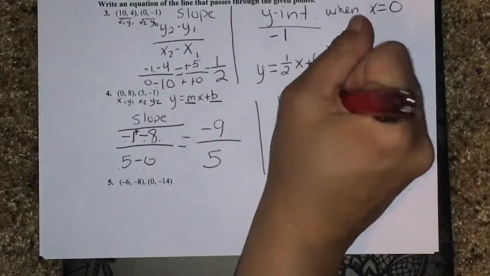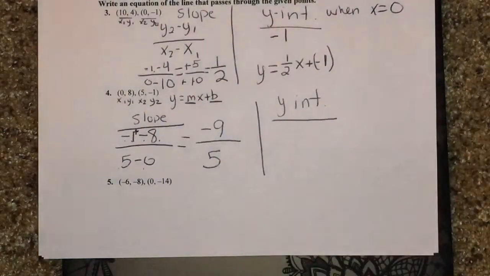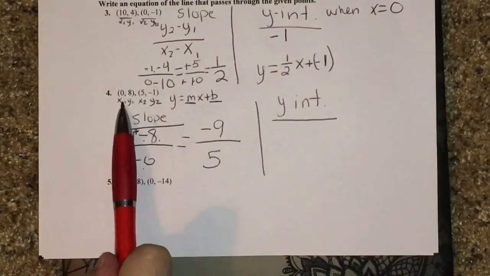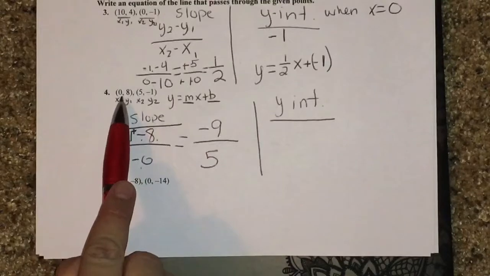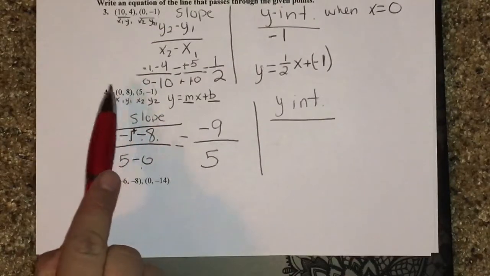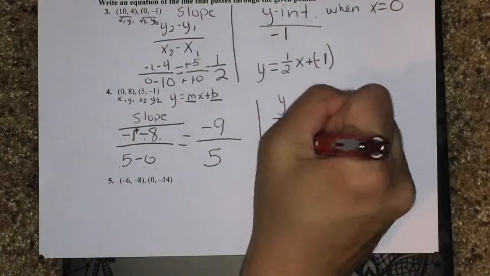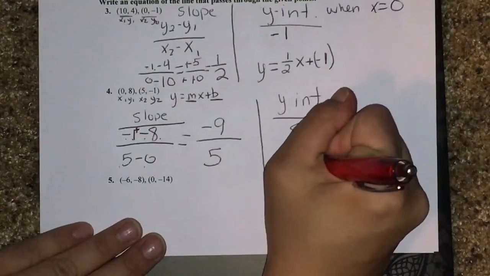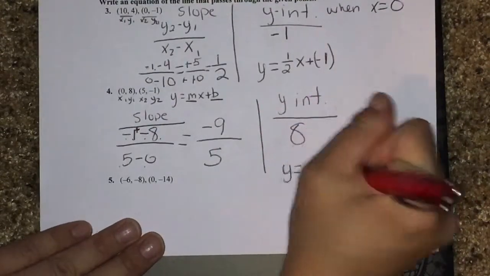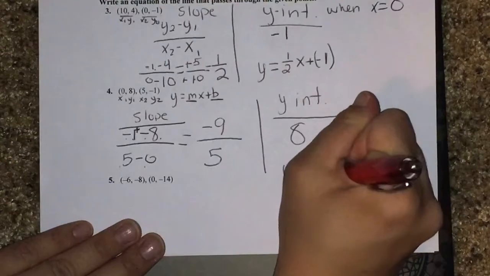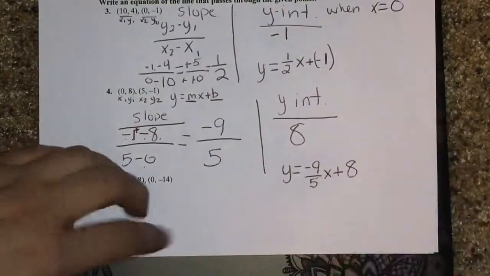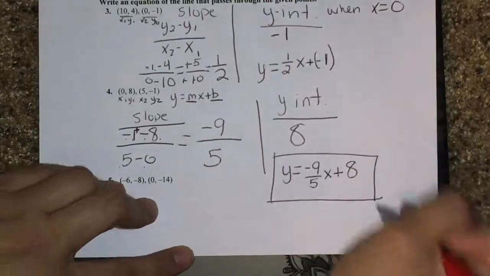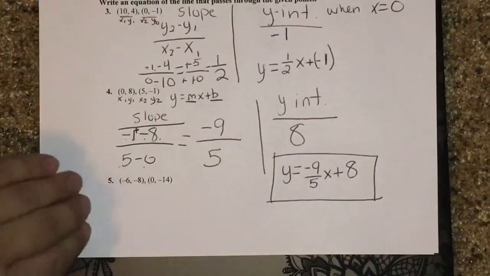Now to find the y-intercept. Hopefully you realize that they gave you the y-intercept right away. Remember, the y-intercept is when x equals 0 and they give you a point that the line goes through where x is 0. So my y-intercept is 8. So my equation is y is equal to -9/5 x plus 8. y is equal to mx plus b.